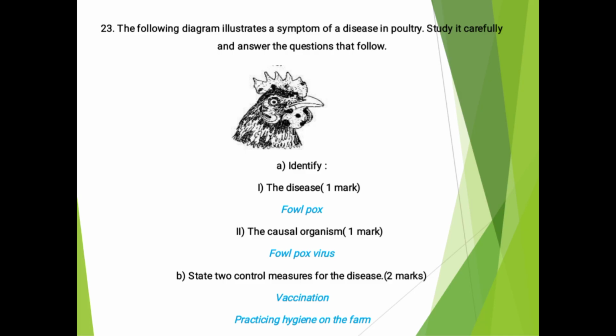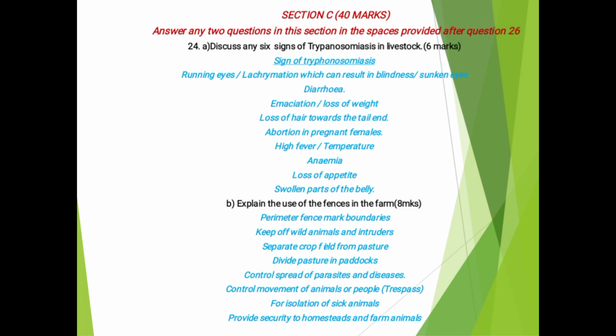The causal organism is usually a fowlpox virus. To control measures for the disease, we can do vaccination to control fowlpox. We can also practice hygiene in the farm so as to control fowlpox.